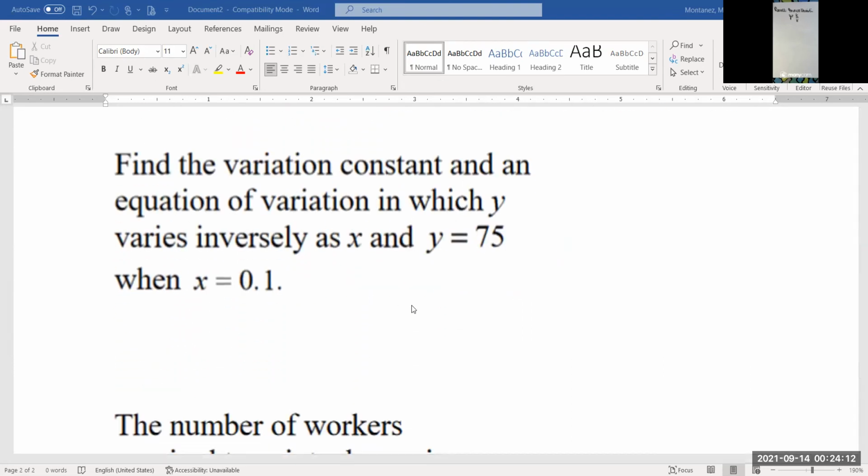Okay, look at the first example. We know that y varies inversely as X. Of course, we need to use the formula y equals K over X. And they give us one set of numbers. They say that y is 75 when X is 0.1. So what's the only thing we need to do? First, we need to solve for K, and then we come up with the equation.